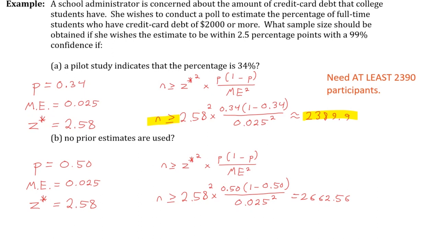Like before, we are going to round that up because we are looking at n is greater than or equal to that value, and therefore our results will be that we need at least 2,663 participants.